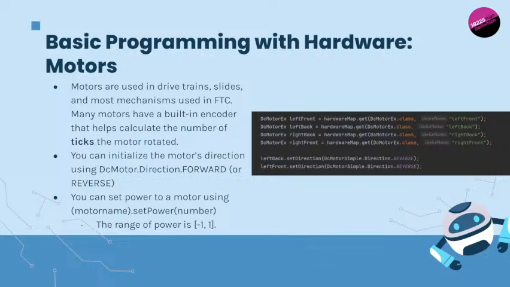For motors, the range of power that you can set is between -1 and 1, with 1 being the positive direction with the most power, and -1 being the opposite direction. All these numbers are going to be decimals. You generally set power using a decimal. And 0 would be stopped.